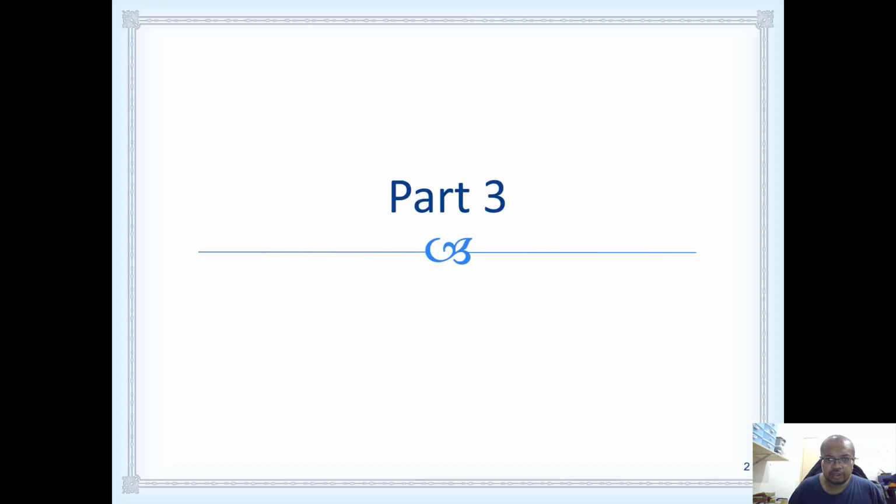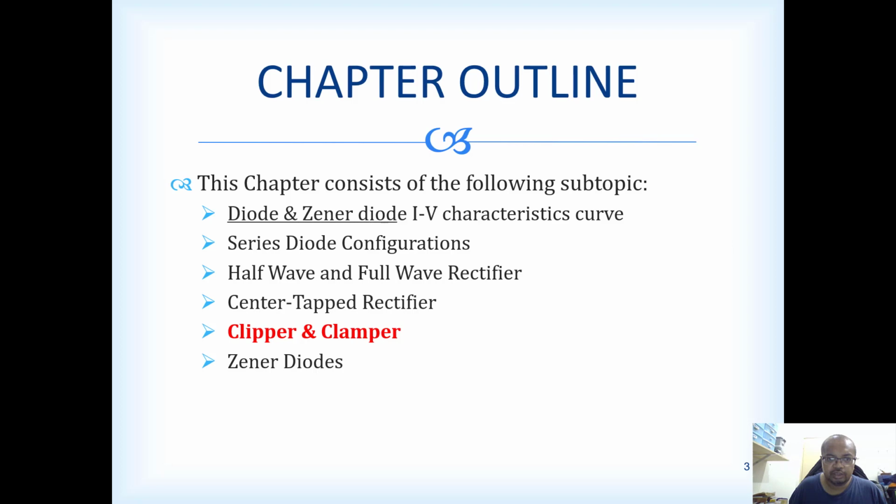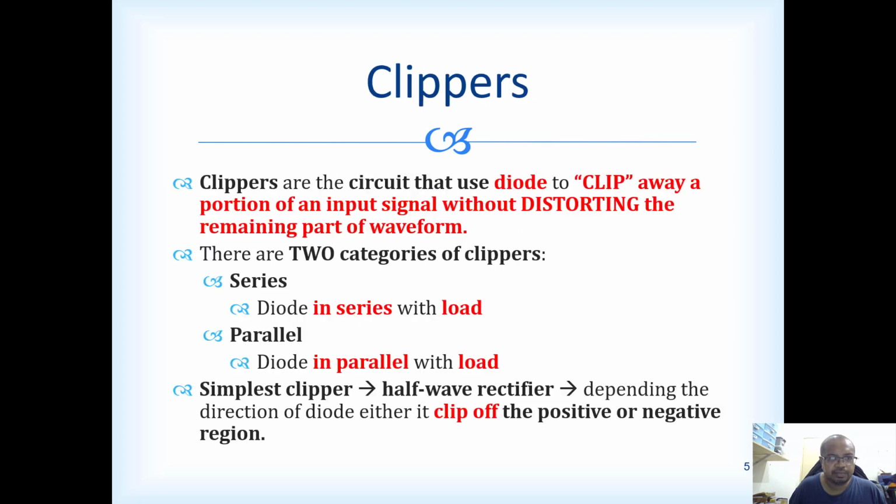Right, let's continue with diode applications. We are going to talk about clippers. So what is a clipper? It's basically a circuit that uses a diode to clip away a portion of an input signal. Let's say the input signal is like this, and then we want to clip, let's say, this part.